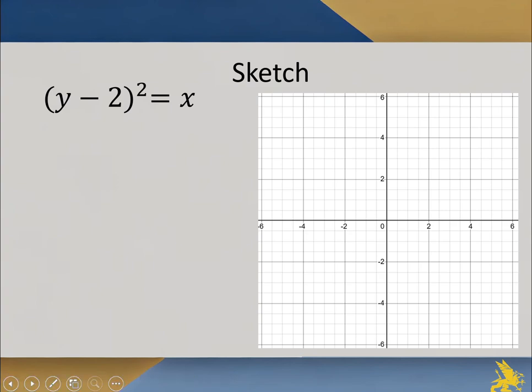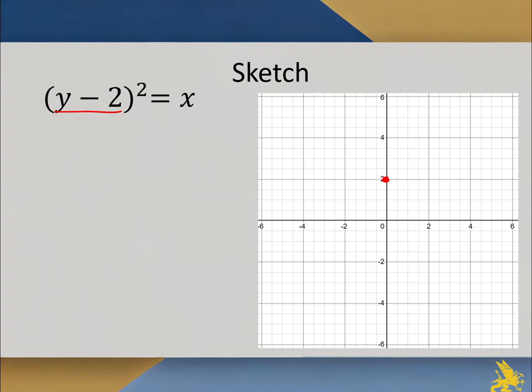Let's go at sketching this graph. The first thing is we need to look at the turning point. The turning point of this graph: we're looking at y take away 2 there. So how do I make that part 0? y must be positive 2. So my turning point currently is going to be right here on 2. Oops, I made a mistake, right here on 2 on the y-axis. There is no horizontal shift there.